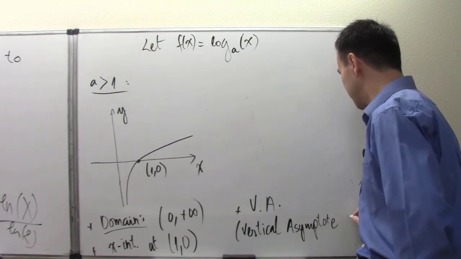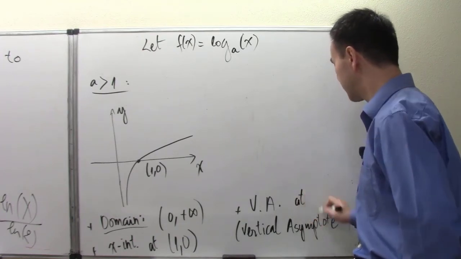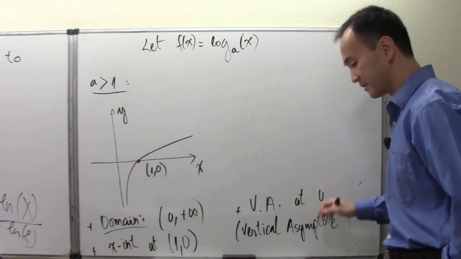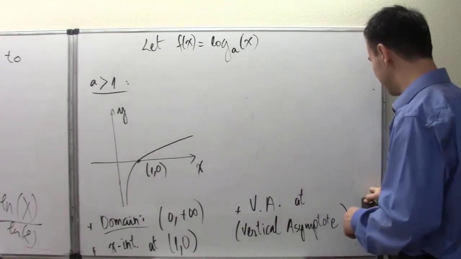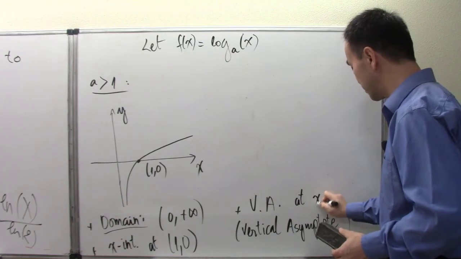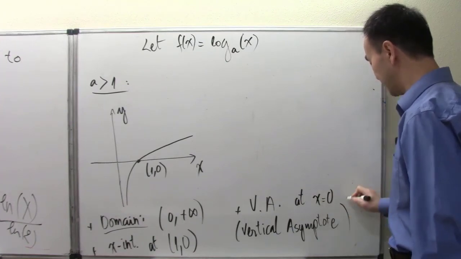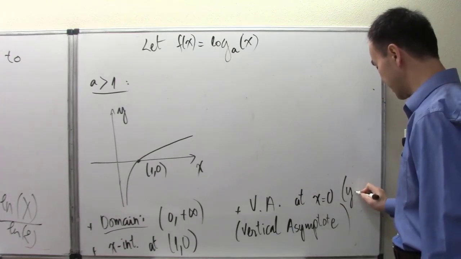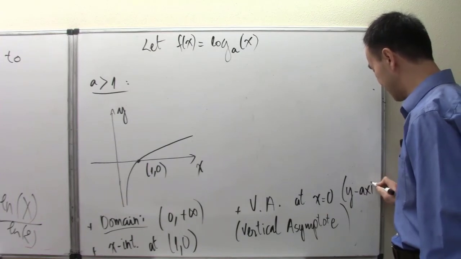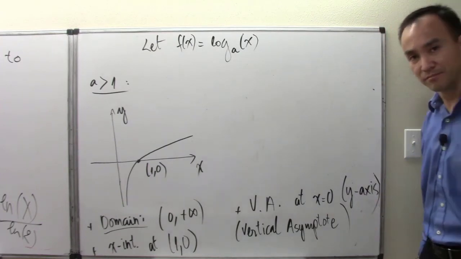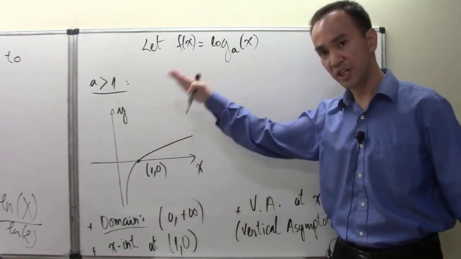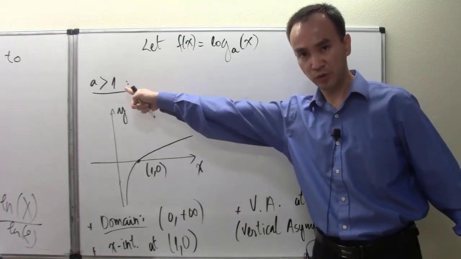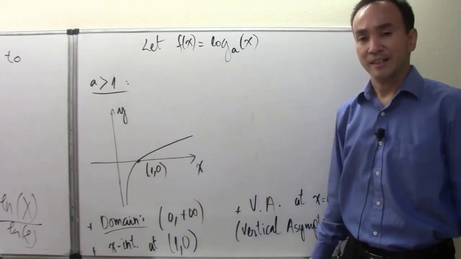All right, at the line x equals 0. So it's a vertical line, and this line here can be understood as the y-axis. All right. So these are the 3 major characteristics that we observed from looking at these graphs with the base being greater than 1.